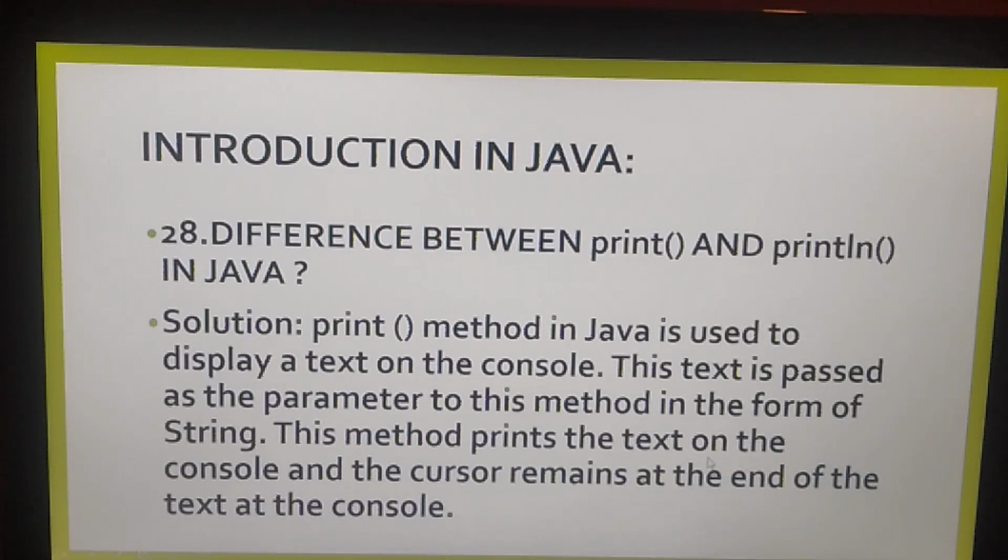Question 28: difference between print and println in Java. Solution: the print method in Java is used to display text on the console. This text is passed as a parameter to the method in the form of a string. This method prints the text on the console and the cursor remains at the end of the text on the console.